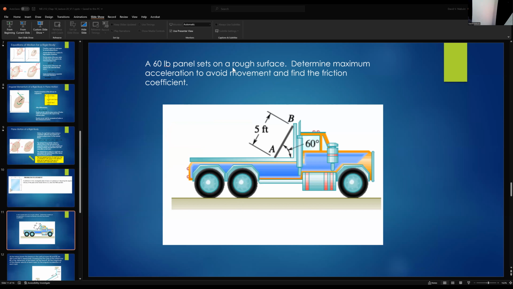So here we have a 60-pound panel that sets on a rough surface, so the surface here at A is rough. We assume B is smooth, and we want to know how fast we can accelerate this truck without this panel falling backwards, or just on the cusp of falling backwards. So when you see something like that, to avoid movement, what do you know about B? Well, it's a smooth surface, so there's no friction, but you also know that there's no normal force. There's no normal force because it's just about to move. So nothing's there. That's important when we write our free body diagram.